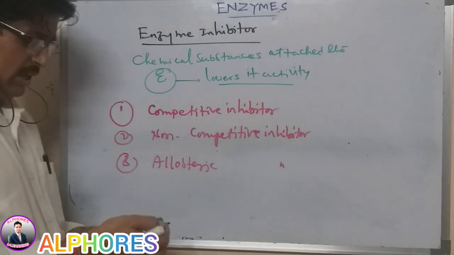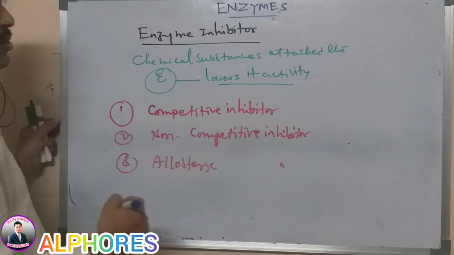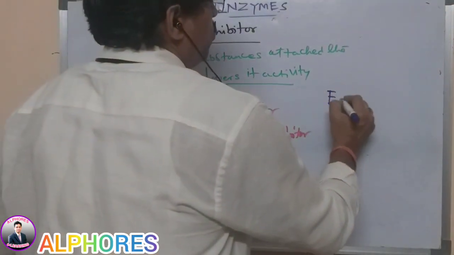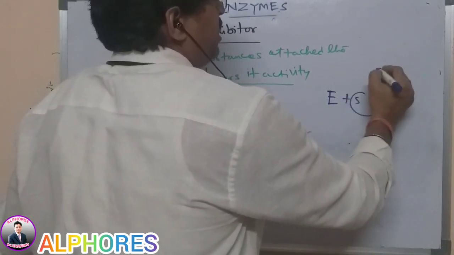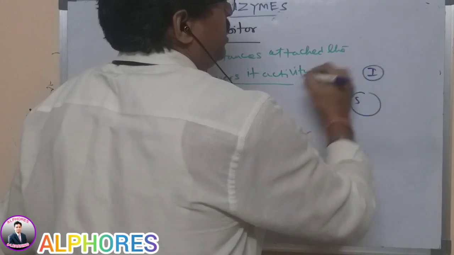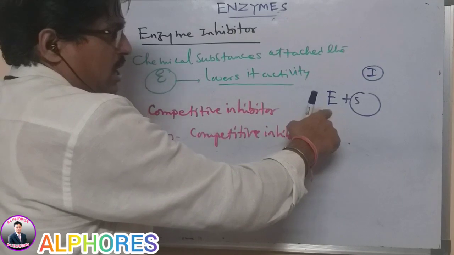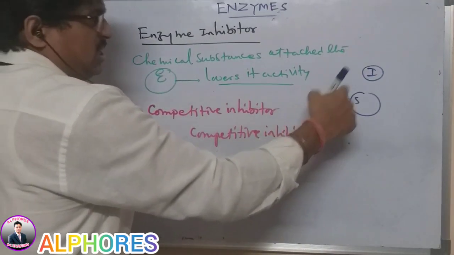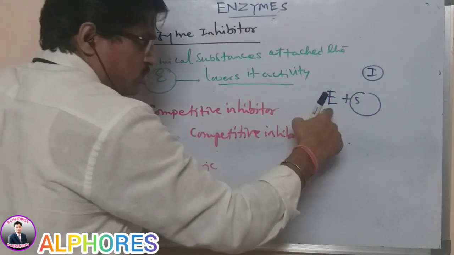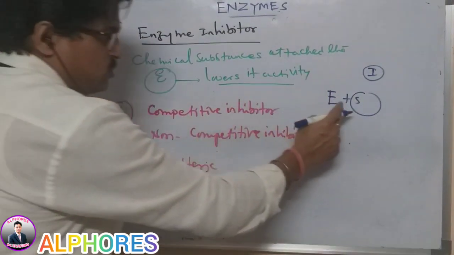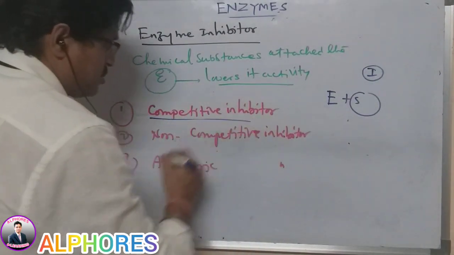What is the competitive inhibitor? When the enzyme and the substrate are going to react, a similar type of chemical substance, the inhibitor, takes the place where the substrate is going to attach to the active site of the enzyme. This inhibitor gets attached and prevents the substrate molecule from attaching to the enzyme, so the enzyme substrate complex is prevented. This is called the competitive inhibitor.